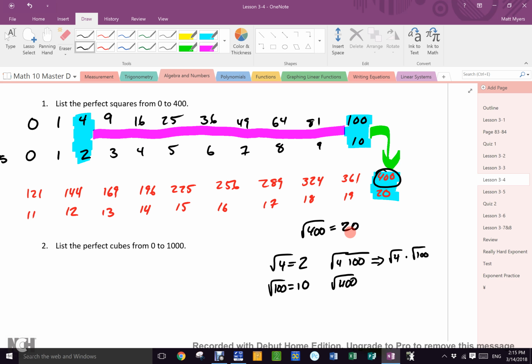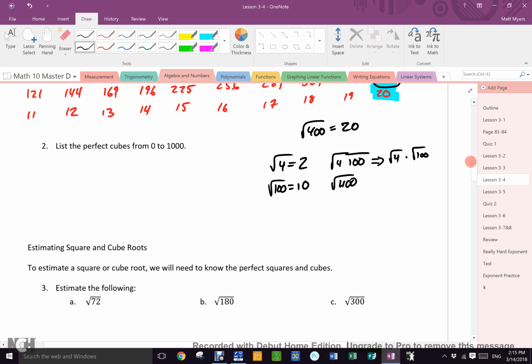Everybody with me? Okay. Now you're going to do the same thing with cubes, but cubes are slightly more difficult. First one's easy. Second one, easy. What's 1 times 1 times 1? 1. What's 2 times 2 times 2? 8. We're good there. 3 times 3 times 3? 27. 4 times 4 times 4? 64. 5 times 5 times 5? 125. And now we're in trouble. We have trouble past that. So we'll help you out.